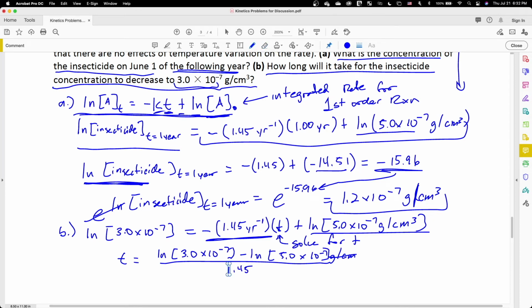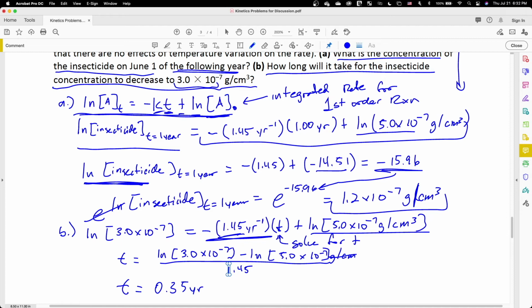1.45, right? The 1.45. See, from here. We'll do that math, right? Take the natural log of the 3.0 times 10 to the negative 7, subtract from it the natural log of 5.0 times 10 to the negative 7, and then divide it by 1.45, and then that tells us that it takes 0.35 years, or year, because it's less than 1, all right?